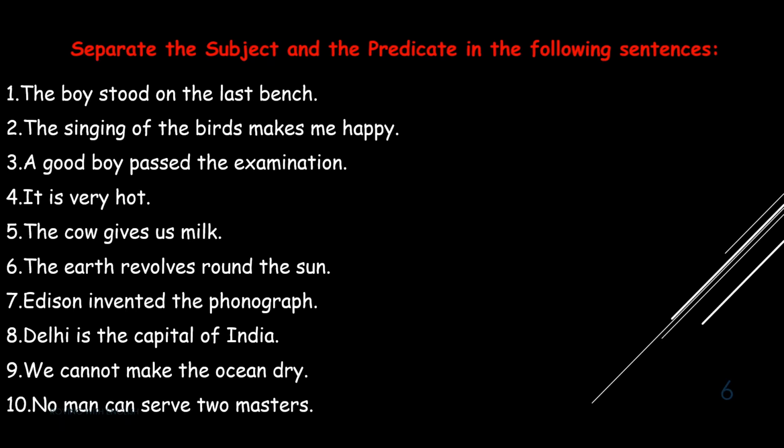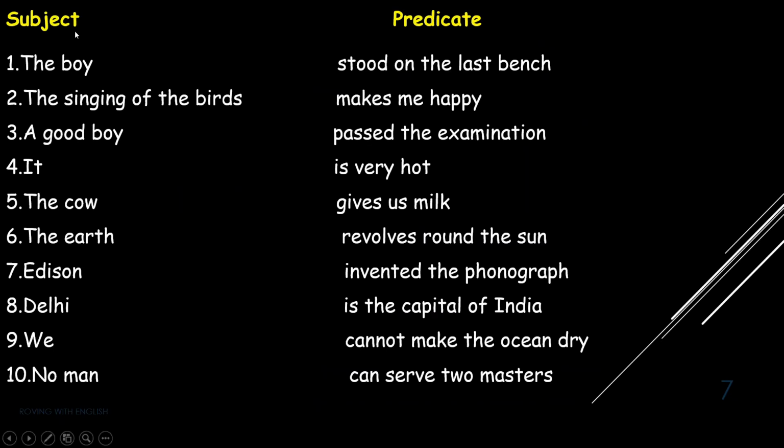If you haven't, don't hesitate to pause the video. Take your time. Let's check out the answers now. The subject, the boy. Predicate, stood on the last bench. The boy stood on the last bench. The singing of the birds is the subject and makes me happy is the predicate. A good boy is the subject and passed the examination is the predicate.